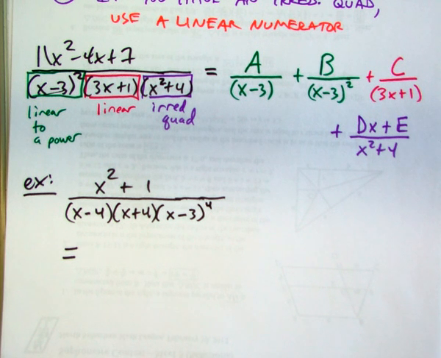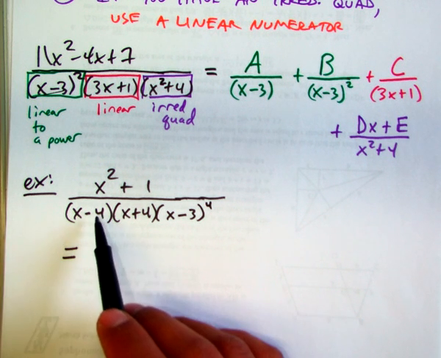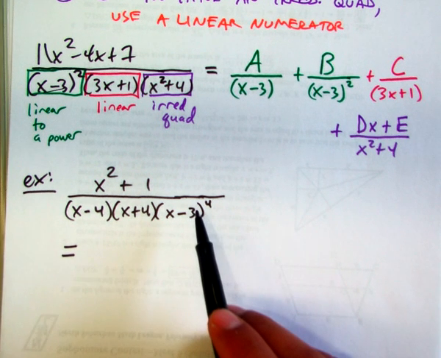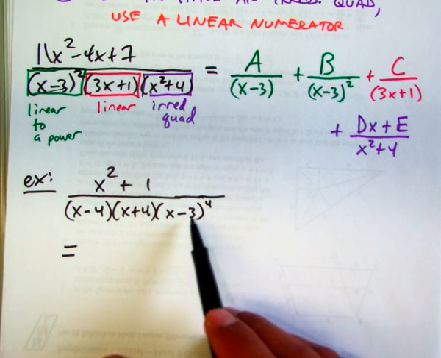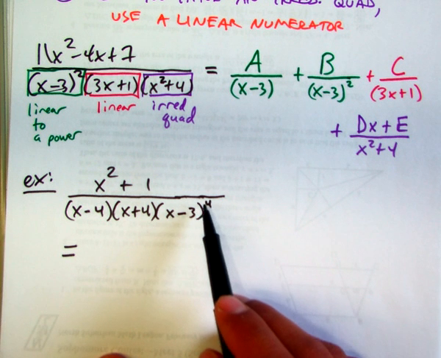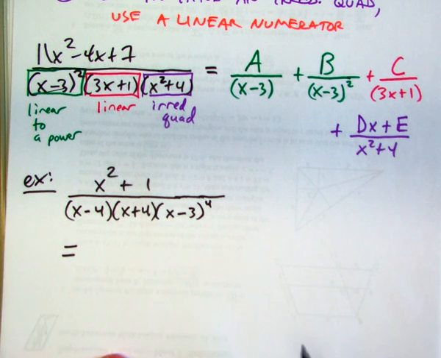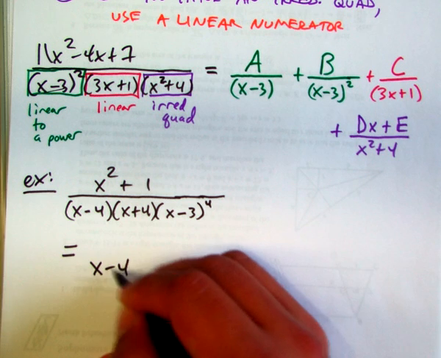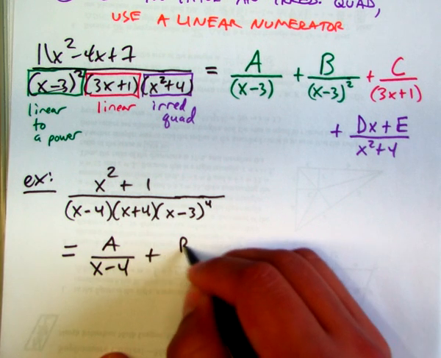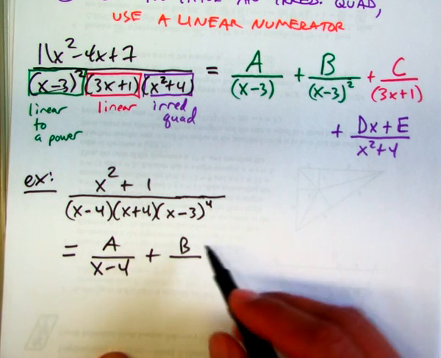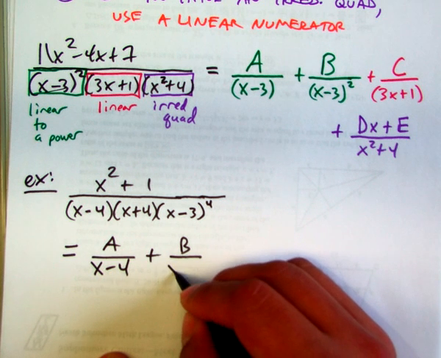Okay, and if you've done this correctly, you should have 1, 2, 3, 4, 5, so you should have 6 fractions. 4 fractions for the x minus 3 denominator, and then 1 fraction for the x plus 4, and 1 fraction for the x minus 4. And here's what the answer is. And again, you just pick whatever letters you want.